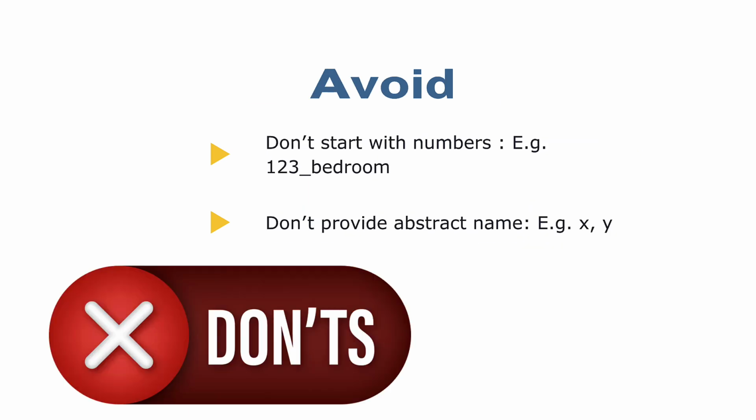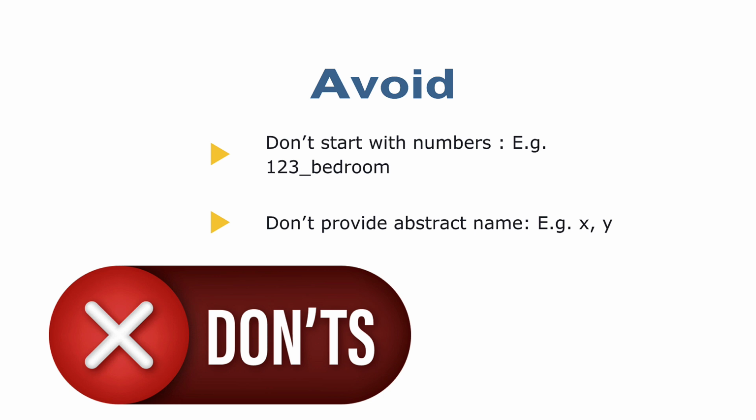Here are some of the things that you want to avoid: don't start with numbers, as I mentioned earlier. Don't provide an abstract name, for example x, y, right? It really doesn't say anything at all. What is x, what is y? When you try to revisit this later, you probably don't know what's happening, what kind of variable it is, and so on. That's why it's very important to provide a name that's very relevant. If you're talking about the number of bedrooms of the house, then maybe you call it number of bedroom, something like that. It has to be clear, concise, and consistently used across your program.